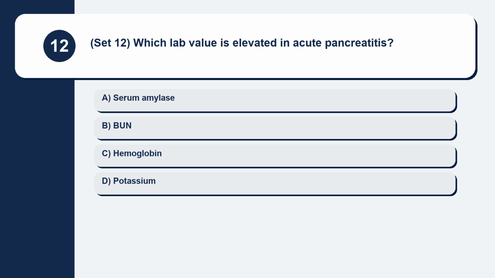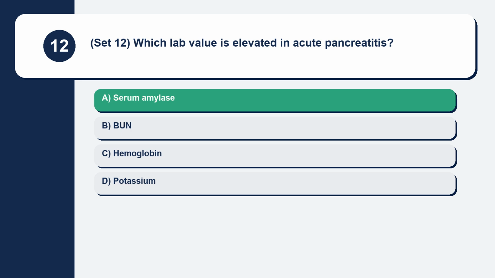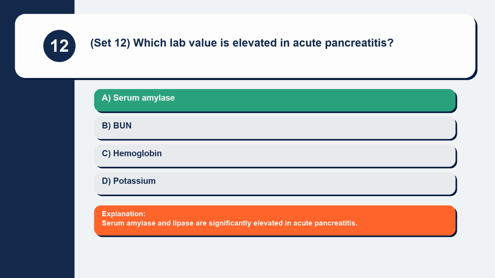Question 12. Set 12. Which lab value is elevated in acute pancreatitis? Serum amylase, BUN, hemoglobin, potassium. Serum amylase and lipase are significantly elevated in acute pancreatitis.